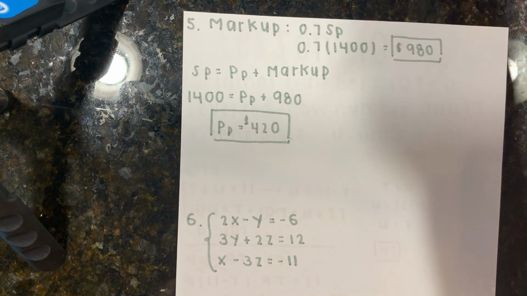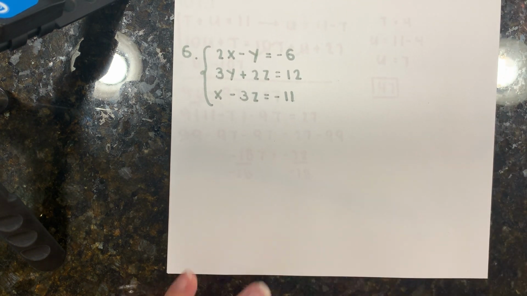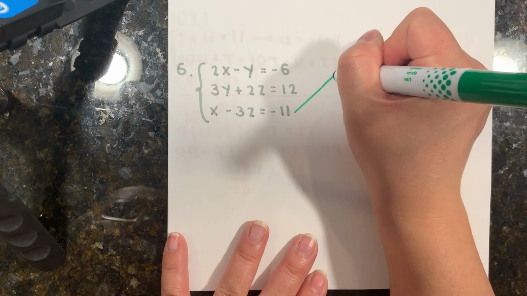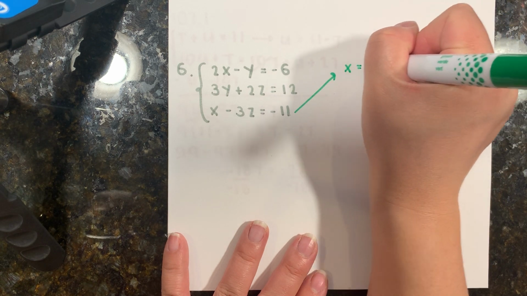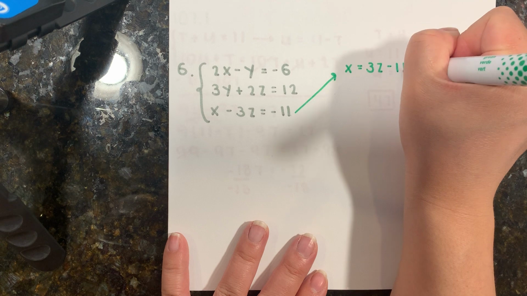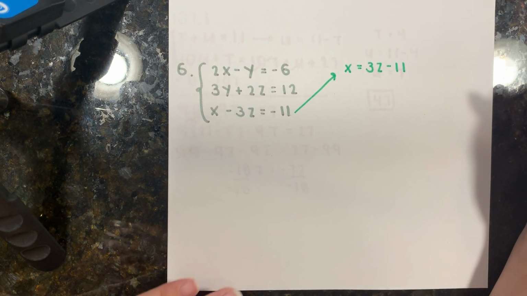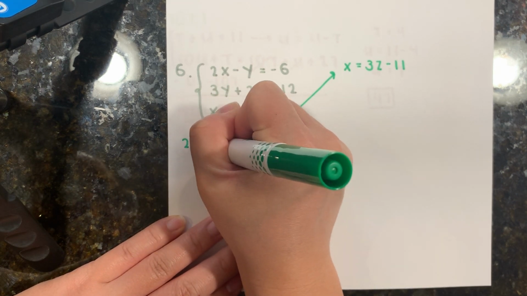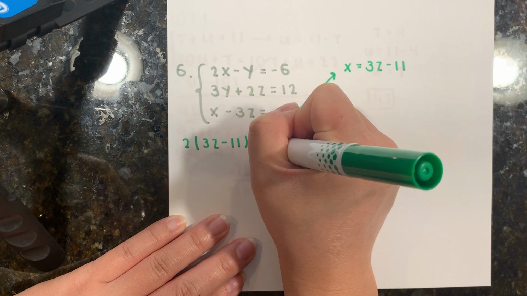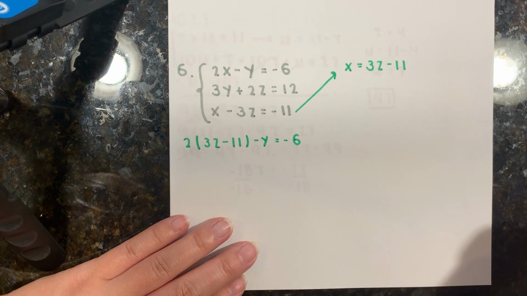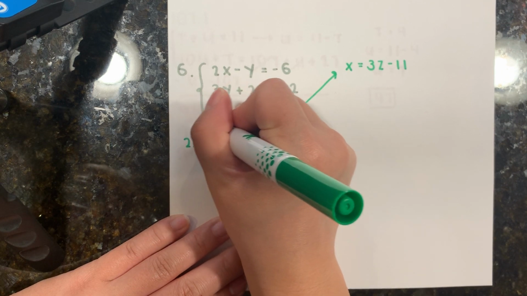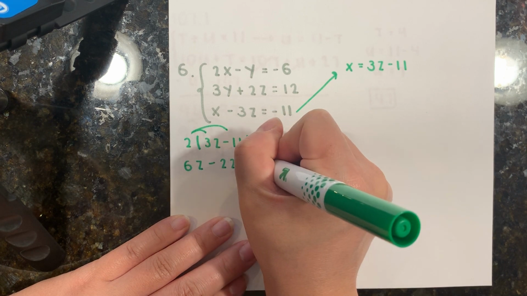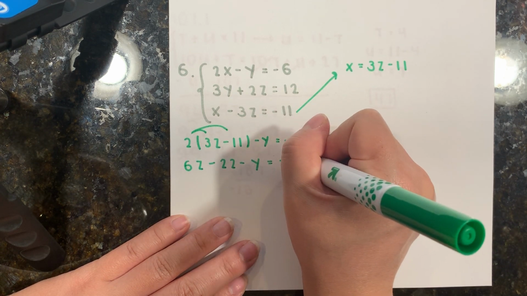Now lastly is number 6. So for number 6, what I'm going to do is start by solving for one of the letters. And in this case, I'm going to solve for x in the bottom equation. That is going to give me x is equal to positive 3z minus 11. I'm going to use that then to plug into my top equation where I see an x. That will give me 2 times 3z minus 11 minus y equals negative 6. I'm going to distribute the 2 so that I get 6z minus 22 minus y equals negative 6.